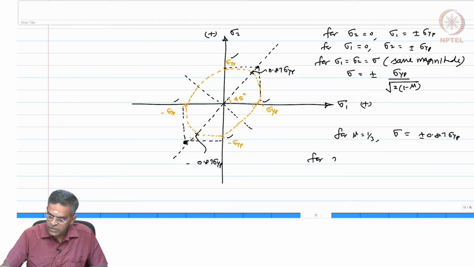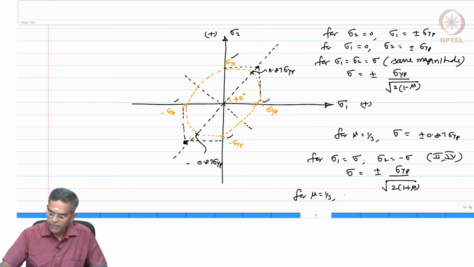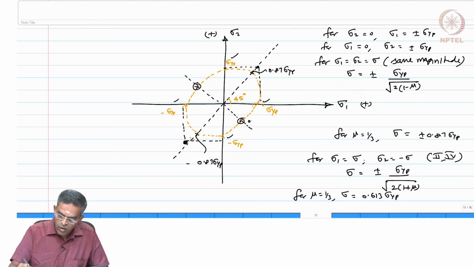Further, for sigma 1 equals sigma and sigma 2 equals minus sigma, that is we are now talking about the second and the fourth quadrant. In that case, you will see sigma will be plus or minus sigma yp by root of twice 1 plus mu. Please see this equation, which gives me for mu equals 1 by 3, this stress value will become 0.613 sigma yp. So, these values are 0.613 sigma yp.